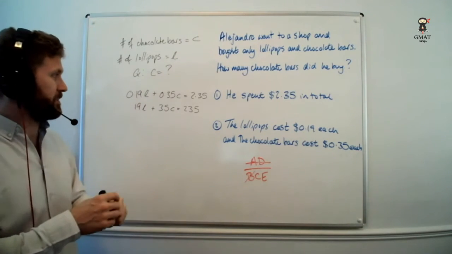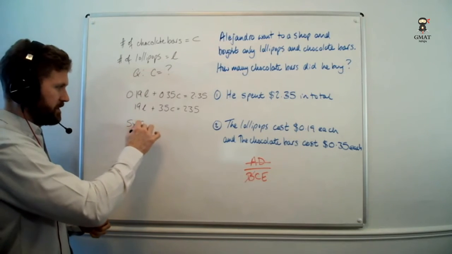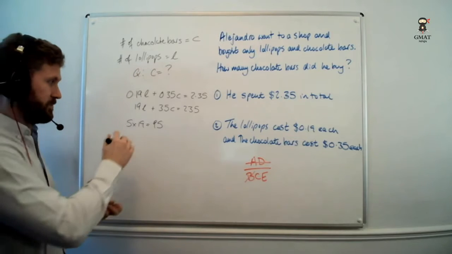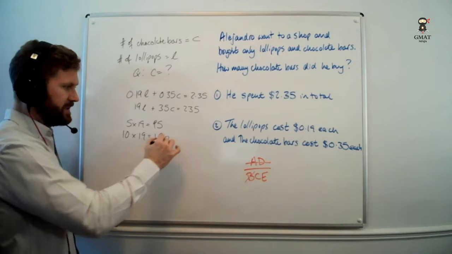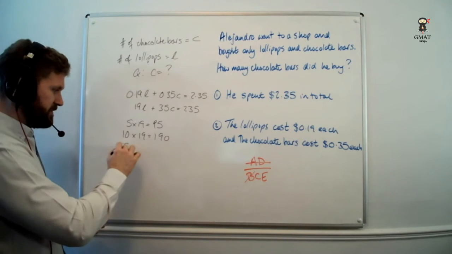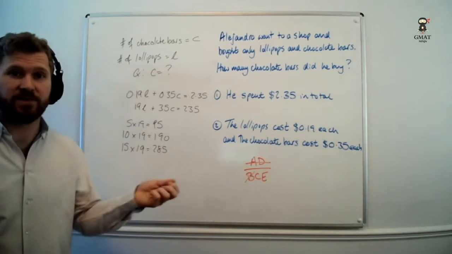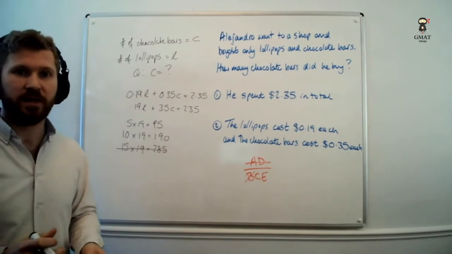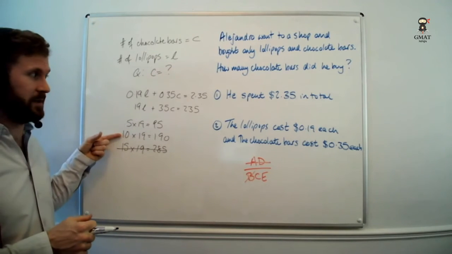If Alejandro buys 5 lollipops, then he spent 95 cents on lollipops. That's one option. If he buys 10 of them, then he spent $1.90 on lollipops. If he buys 15 of them, then he'd have spent $2.85, and that's too big already, so that's not an option. In order to make this equation work, he either bought 5 lollipops or he bought 10 lollipops.